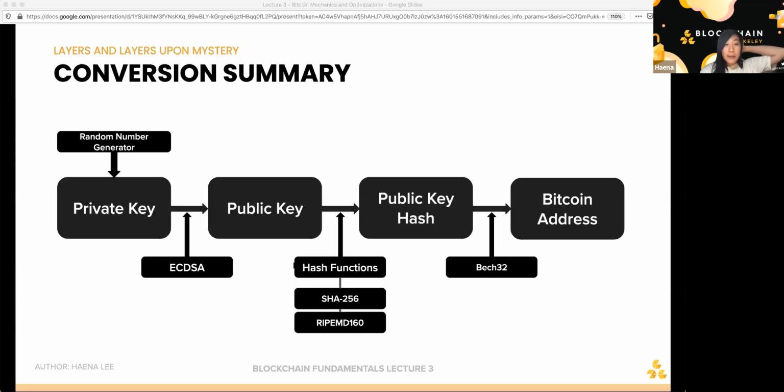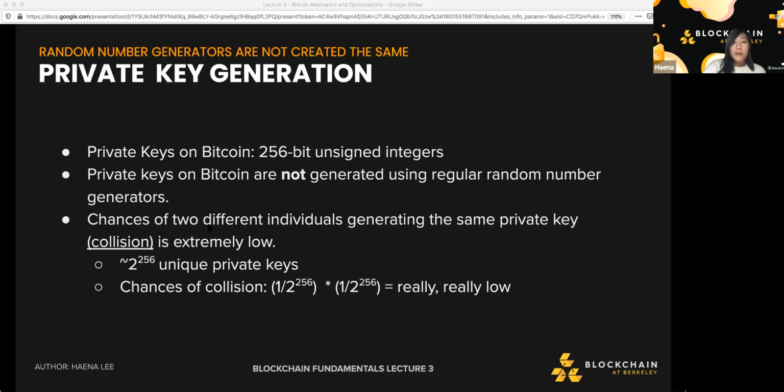Here in the slide, we have a flow chart that represents the process the protocol goes through to go from your private key to generate a unique Bitcoin address from that private key. So we'll step through this flow chart one step at a time. Before anything else, we need to generate a private key. In Bitcoin, private keys are basically just 256-bit unsigned integers. They're often represented in different bases or formats, but at the end of the day, they're all 256-bit unsigned integers.